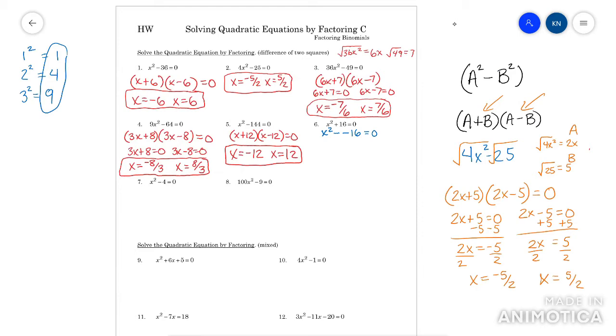Now, it's like x squared minus negative 16. So my b squared is negative 16. That's what you're going to have to root. So when you root the x squared, that gives you your x, which is your a value. When you root negative 16, it's 4i, like this. That's your b. The reason it's 4i is because the root of 16 is 4.